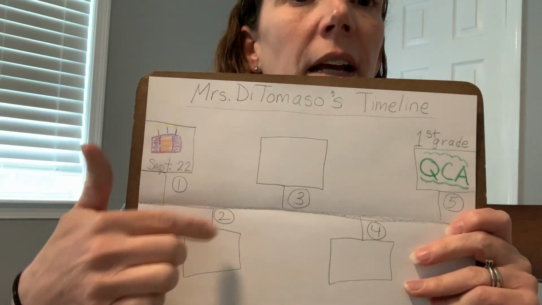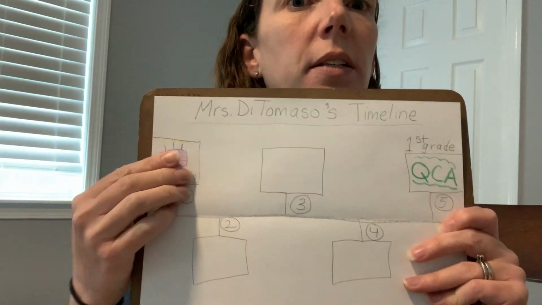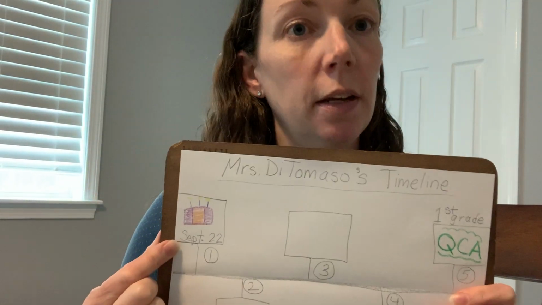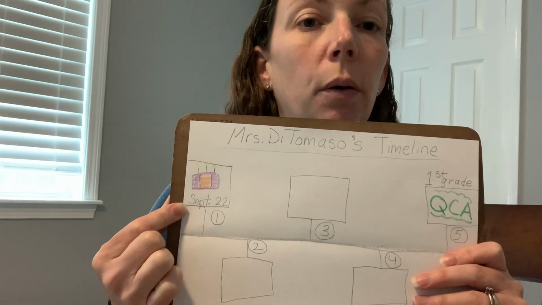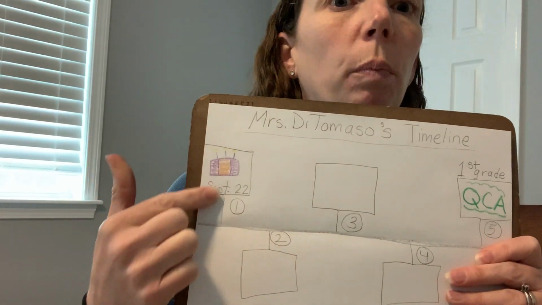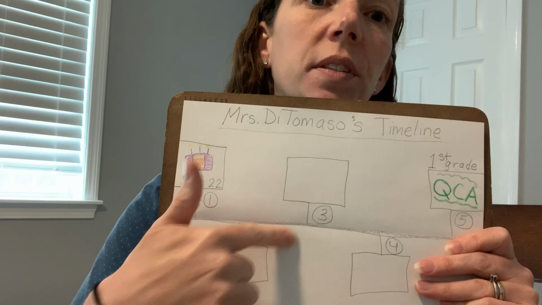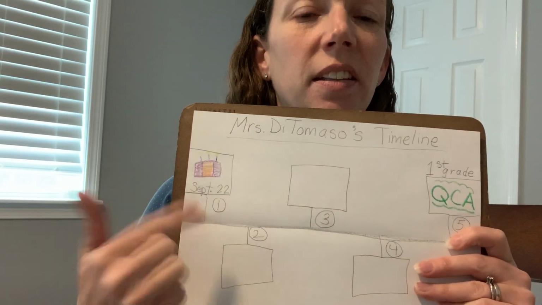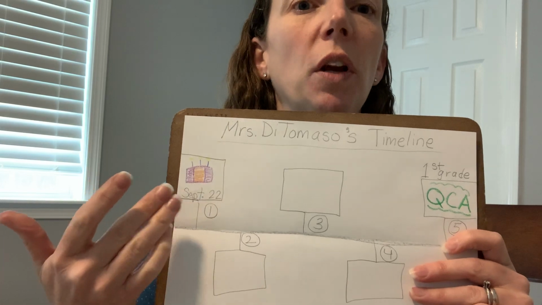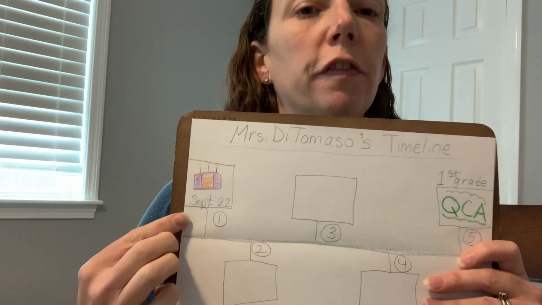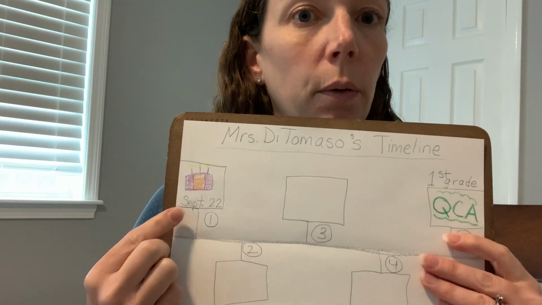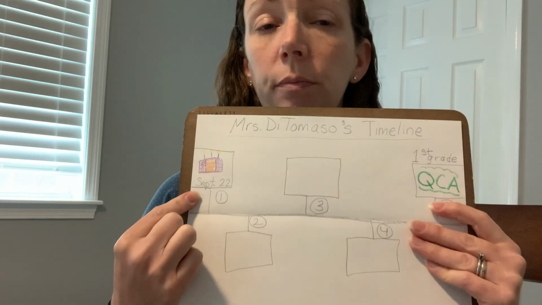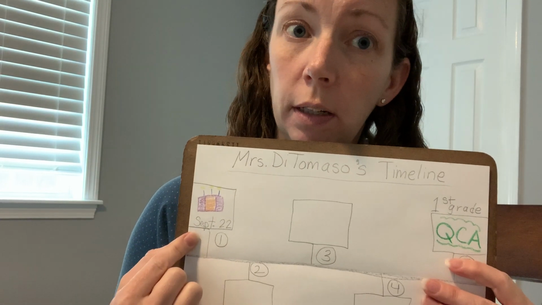Now, the next 3 events, you get to decide what you want them to be, but you have to stop and think, okay? Think about when you were born, okay? Think about what some big events, and mom or dad maybe can help you with this. What would be some big events that would have happened between when you were born and when you started 1st grade at QCA, okay? Maybe learning how to walk.